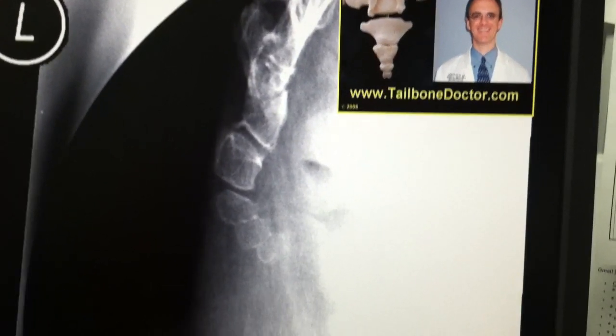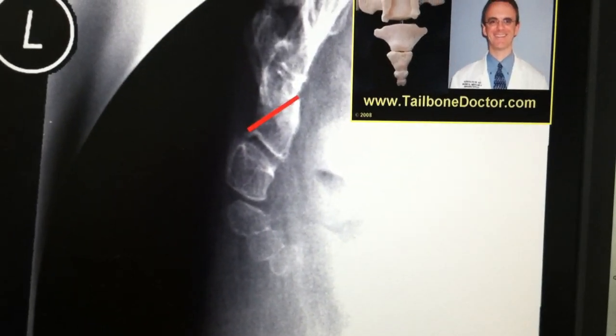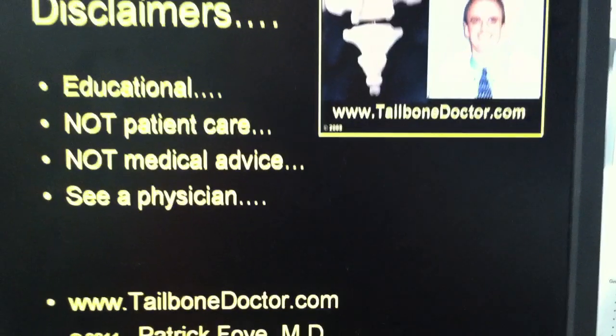Again, same patient, another image. Again, coccyx bony segment number 1, and the fracture line going through.